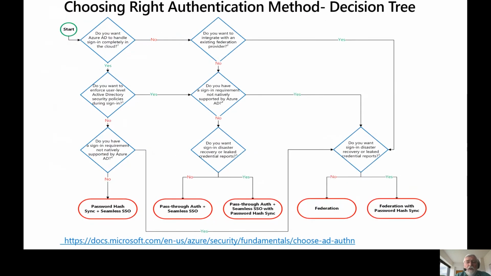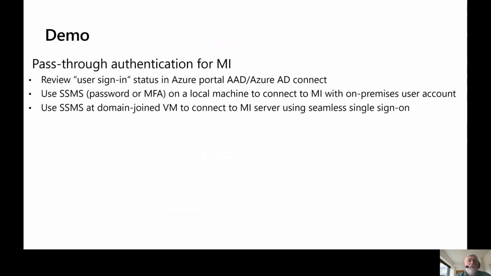Here's the diagram that is provided by the AAD team. Choosing the right authentication method, you are welcome to look into this and to find the method that you would like to use. And I would like to present a demo here, which is a pass-through demo connecting to MI. First of all, we will review the portal, but then there are two options. I can run the connection from my local machine that is not domain joined, and then use a VM that is domain joined, and I can connect using seamless single sign-on.